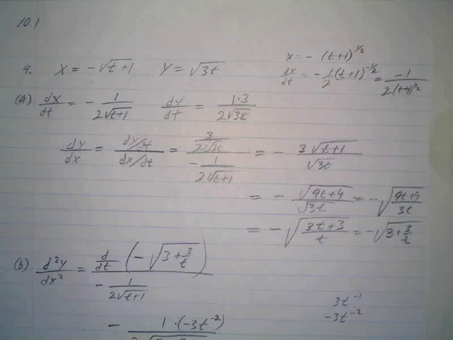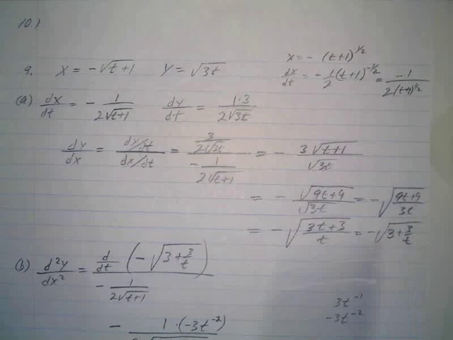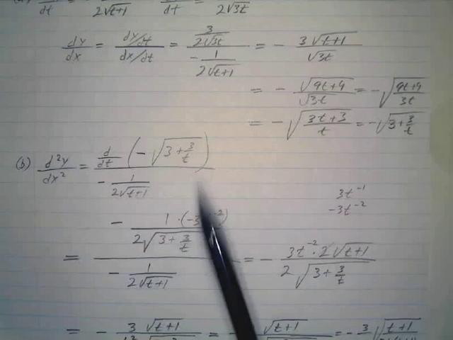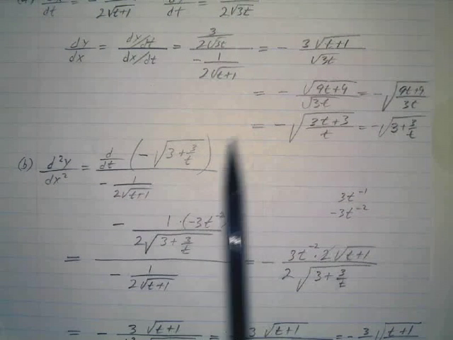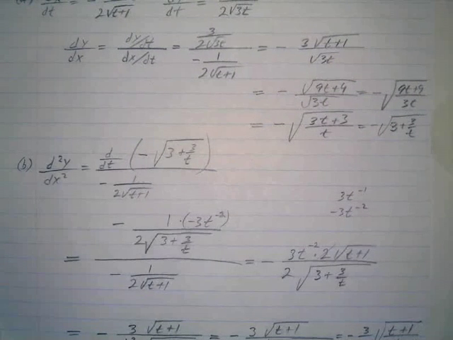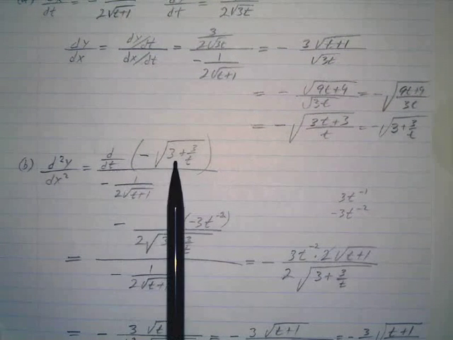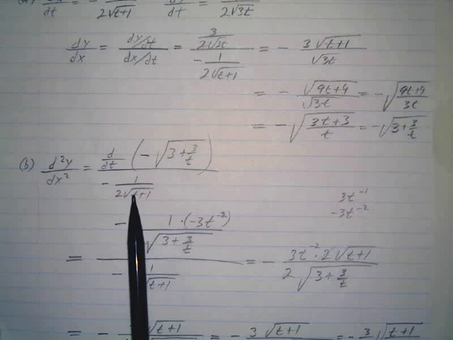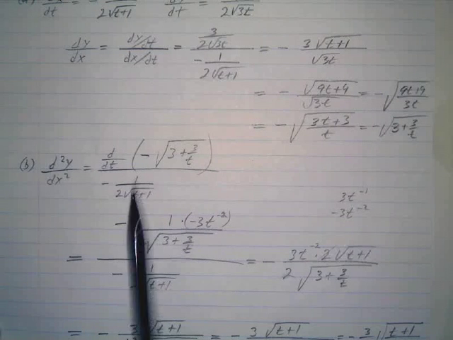Now comes the hard part. We got to take the derivative of this for the numerator of our second derivative, and then we already have the denominator of our second derivative. It's right over here, dx/dt. So this is the derivative with respect to t of dy/dt, and this is dx/dt. So we take the derivative of this.